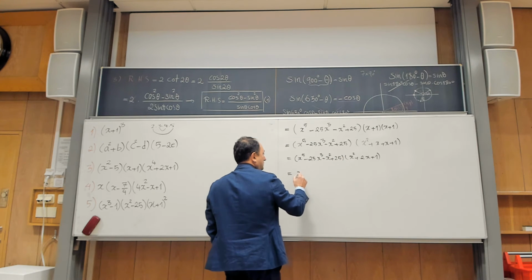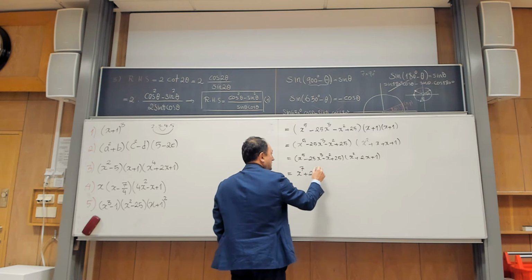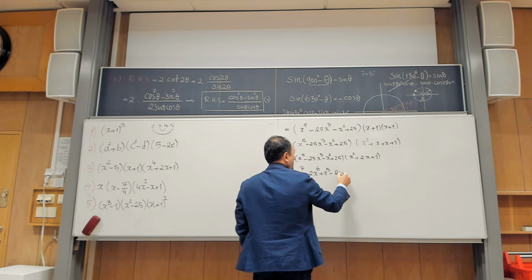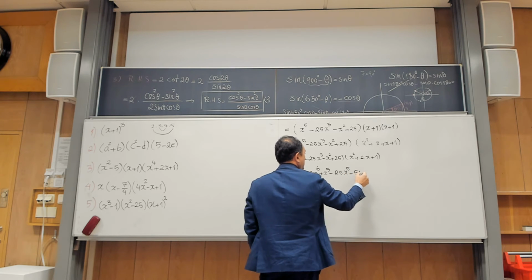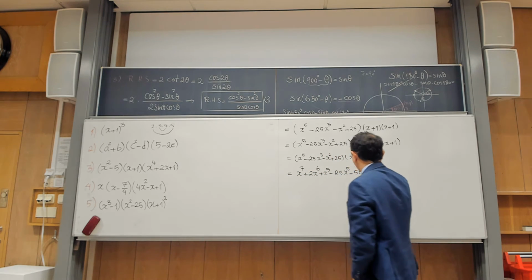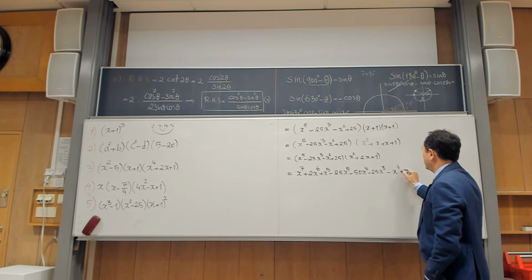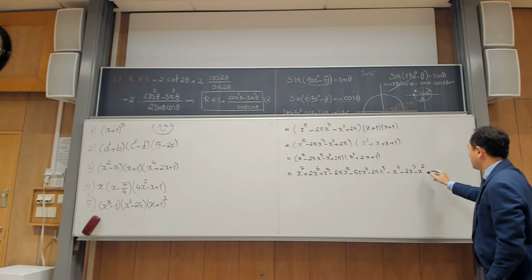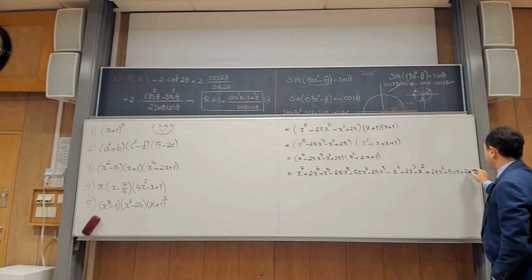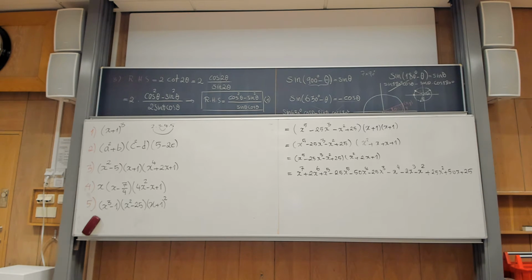x to the 5 times that one is x to the 7 plus 2x to the 6 plus x to the 5. And then I multiply this by that. It becomes minus 25 x to the 5 minus 50 x to the 4 minus 25 x to the 3. And then when this is finished, I go to the next one, minus x to the 4 minus 2x cubed minus x squared. And then I go to the 25, so it becomes 25x squared plus 50x and plus 25. Okay. Is that understandable or should I repeat?